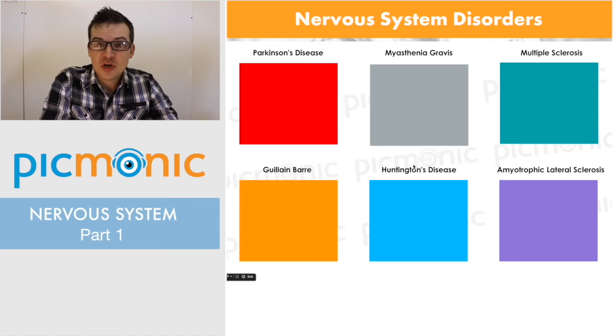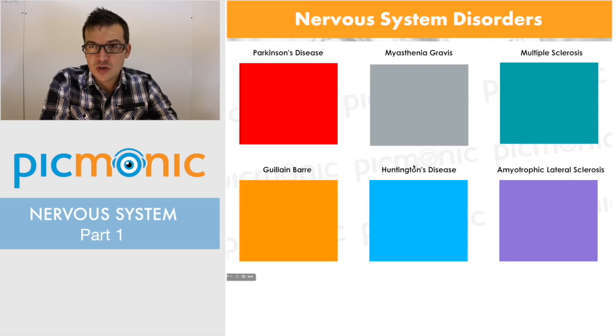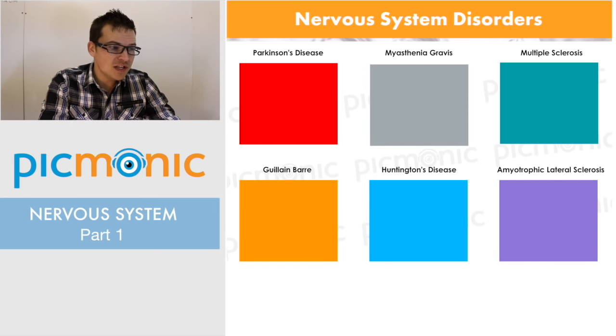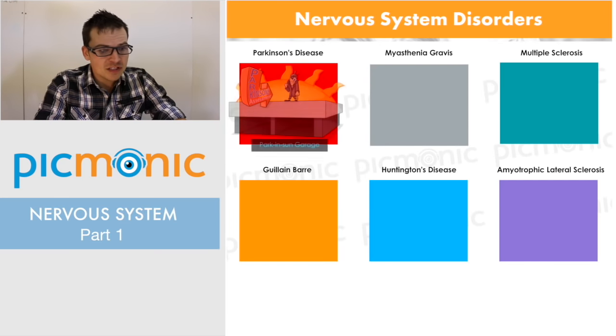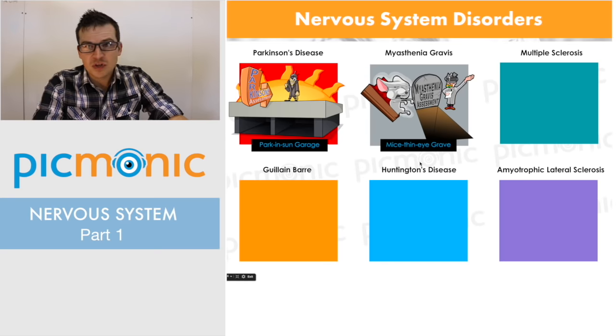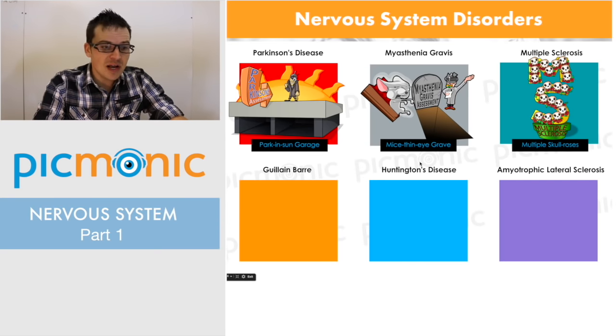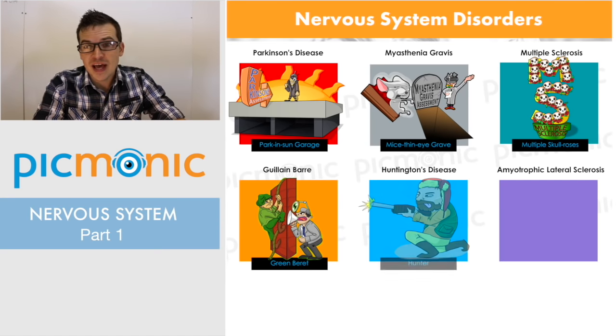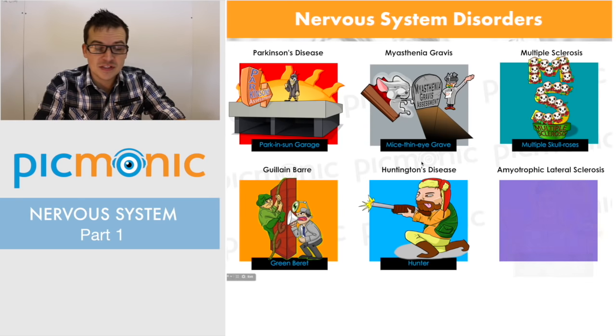Today, though, we're going to talk about nervous system disorders. We're going to talk through two different parts for nervous system disorders. First part, we're going to talk about Parkinson's disease. We're going to talk about myasthenia gravis. We're going to talk about multiple sclerosis. We're going to talk about Guillain-Barré. We're going to talk about Huntington's disease and amyotrophic lateral sclerosis, or Lou Gehrig's disease.